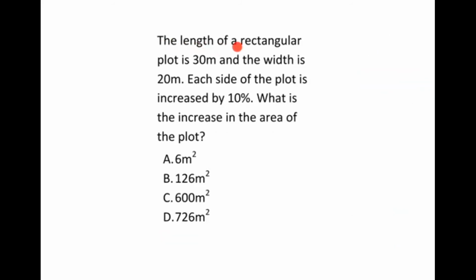The length of a rectangular plot is 30 meters and the width is 20 meters. Each side of the plot is increased by 10%. What is the increase in the area of the plot? Solution. First, let us sketch this plot and put the measurements which we are given.